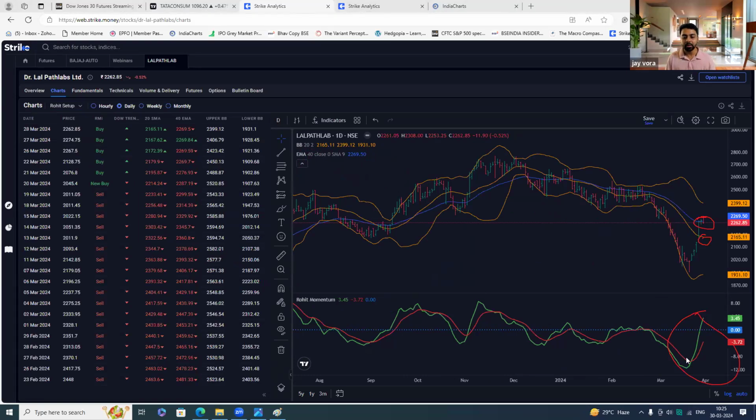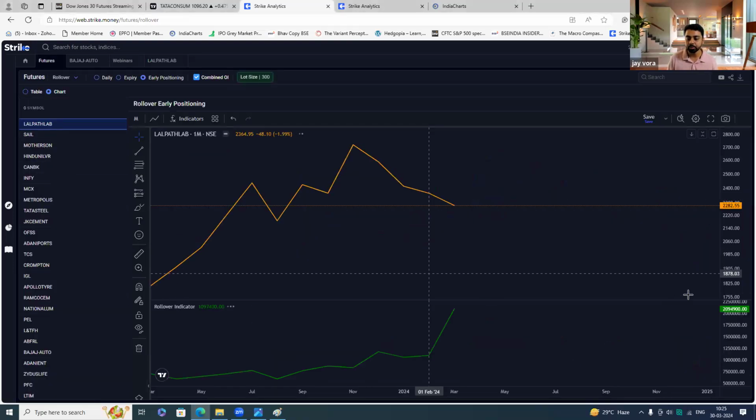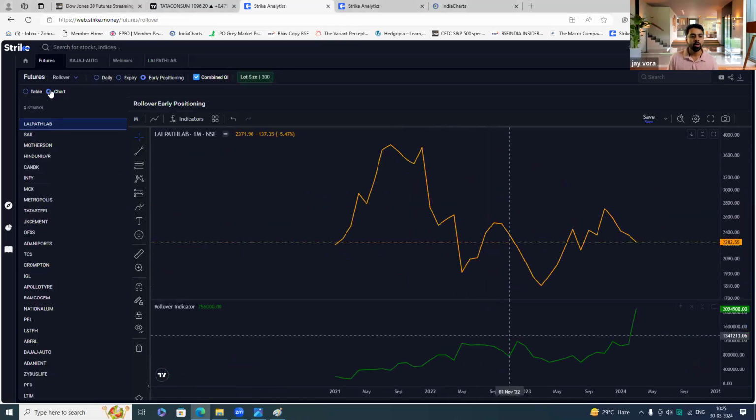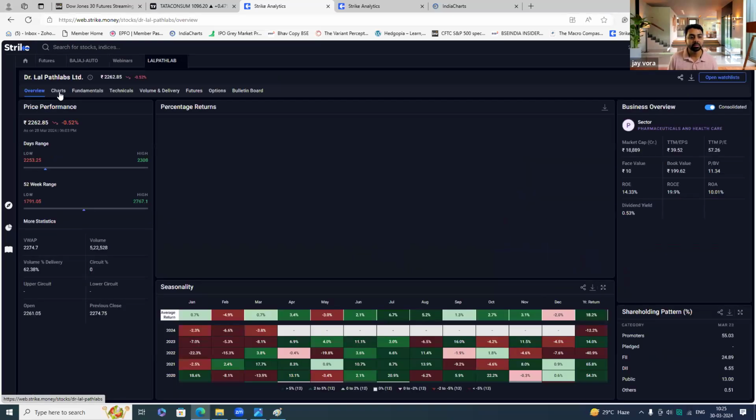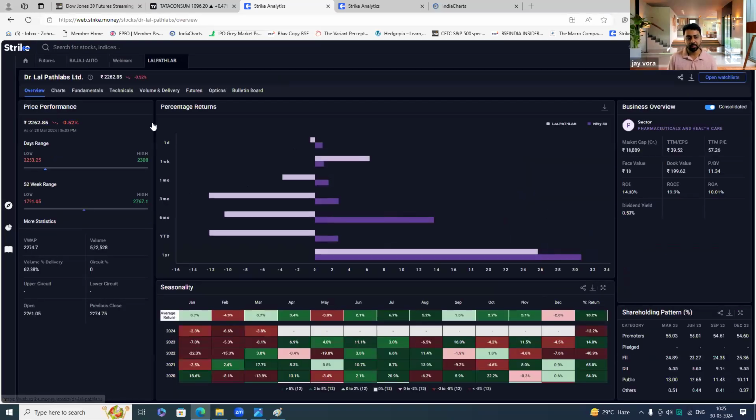And in the grid, what you can see is basically whether the RMI is in buy or sell, and what the trend is on different time frames. So far we have hourly, daily, weekly, and monthly. So when we look at, say, Lalpath Labs, where we are seeing an extreme positioning in the OI, what I would actually do is go and analyze the chart based on the different time frames that we have.